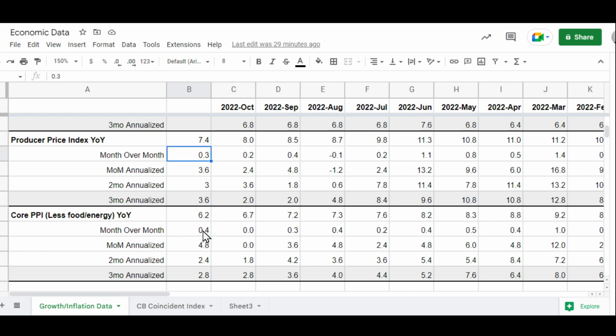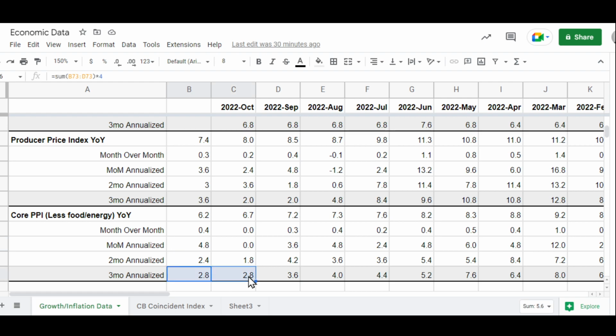But to me, this is just further evidence. So on a month-over-month annualized basis, we accelerated by 120 basis points. And on a 3-month annualized basis, we accelerated 160 basis points on the headline. And then on the core number, last month was a 0, and we were at a 0.4. So on a month-over-month annualized basis, we increased 480 basis points.